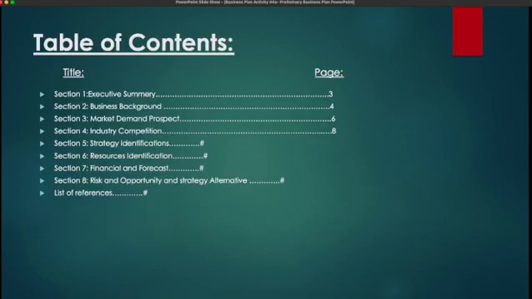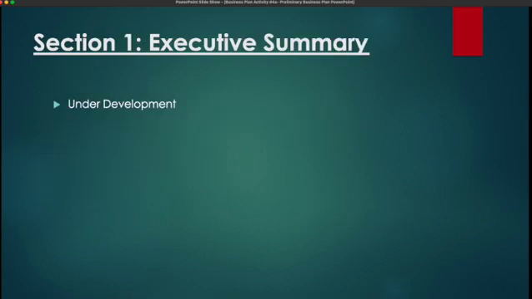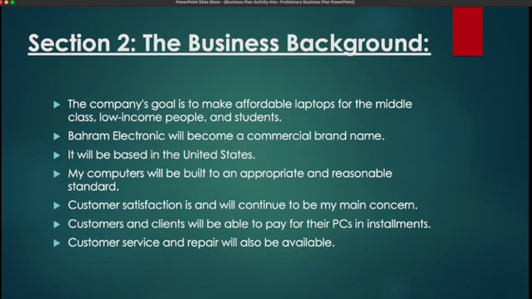For this presentation, I will talk about business background, market demand prospect, industry competition, and also some parts, as you see, are under development. Hopefully, for the next session, I'll present the details and information about these sections. So I would like to start with section number two. It would be about business background.